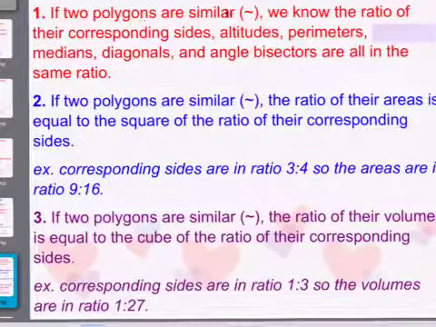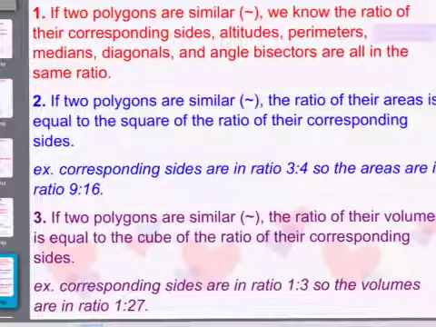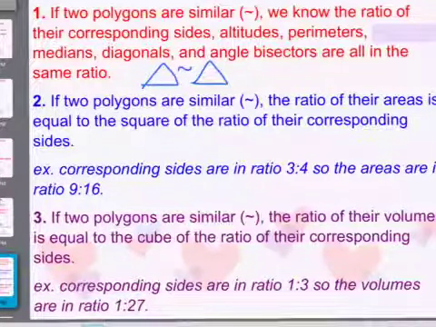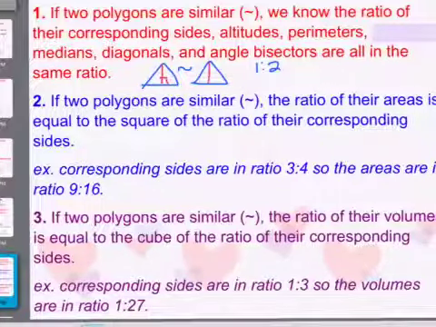If two polygons are similar, we know that the ratio of their corresponding sides, altitudes, perimeters, medians, diagonals, and angle bisectors are all in the same ratio. So if we have two triangles and we're told that they're similar, and let's say they're in the ratio 1 to 2, that means their altitudes are also in the ratio of 1 to 2. Their angle bisectors are in that ratio. Their perimeters will be in that ratio. They're all going to be in the same ratio.